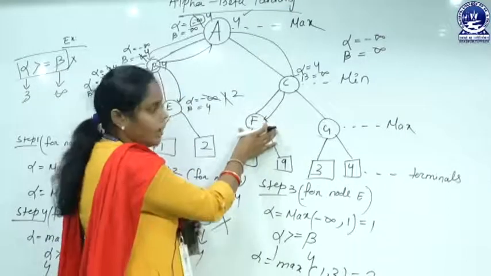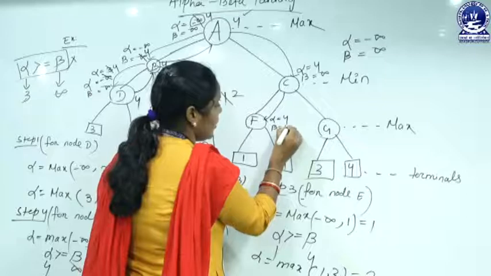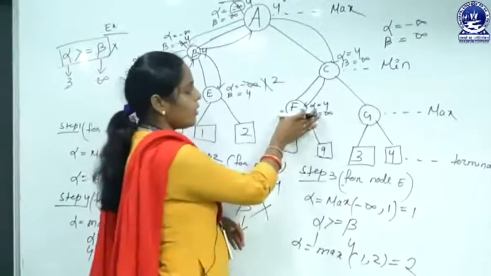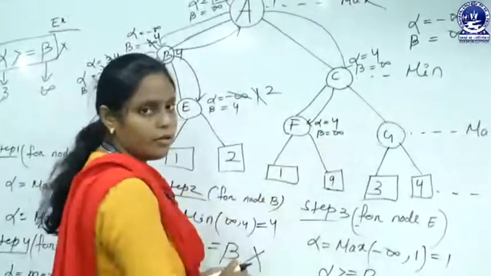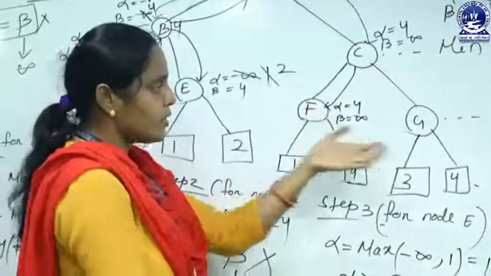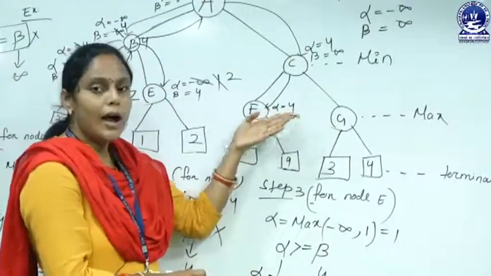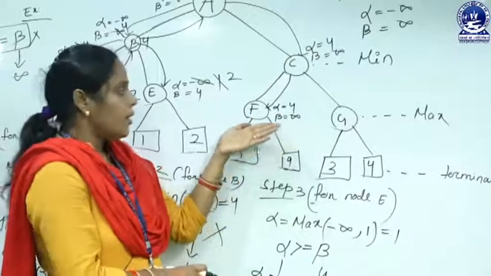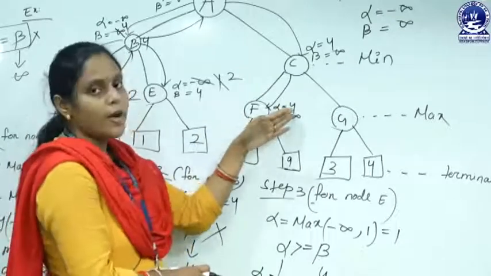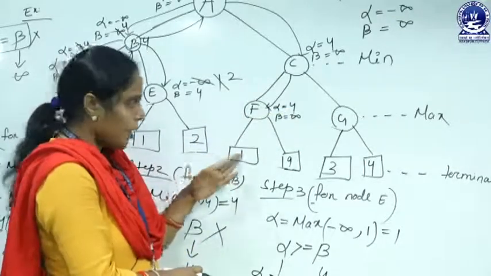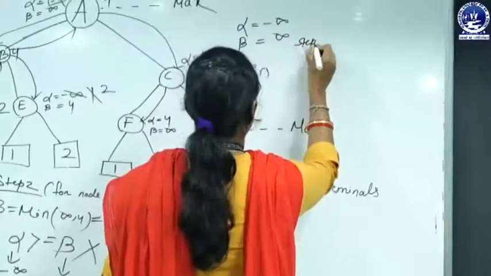Now at node F, alpha equal to 4, beta equal to infinity. Here at node F, alpha value equal to 4 and beta value equal to infinity, and this node F is the maximizer term. That means at this point we can update the alpha value, and for updating this alpha value, first of all we check this value with its terminal value.